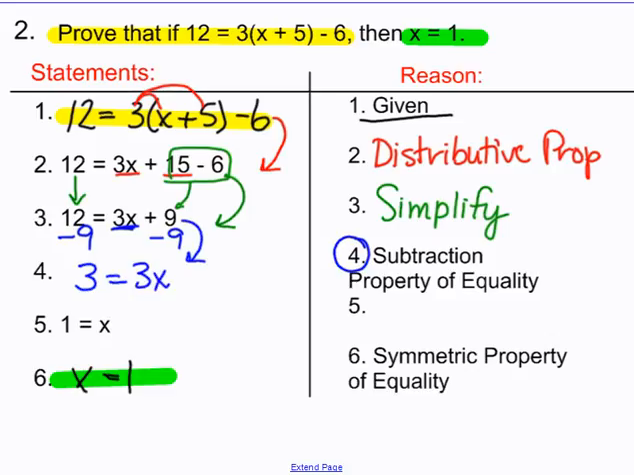All right, so now I have another step. What did happen here? To get 1 equals x, I divided by 3. So that would be the division property of equality.